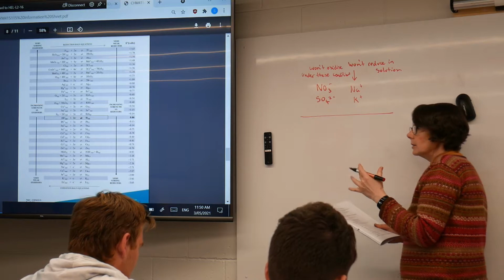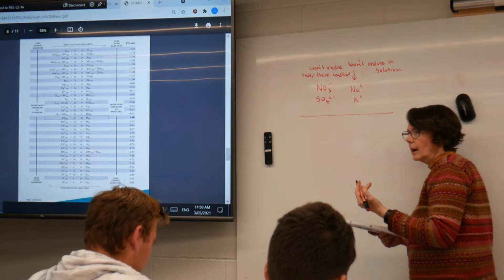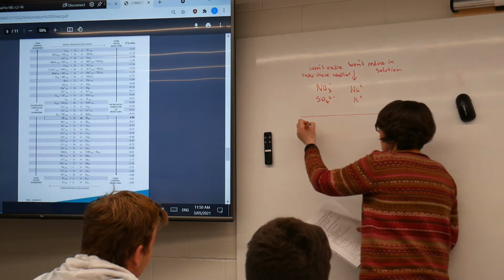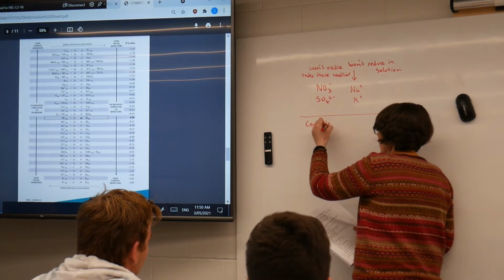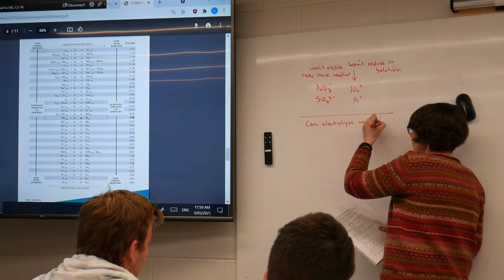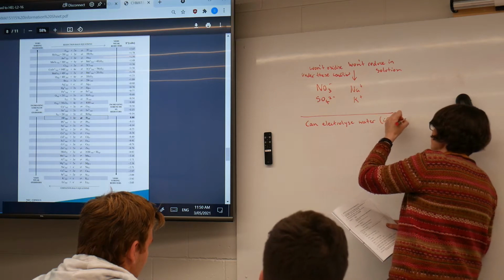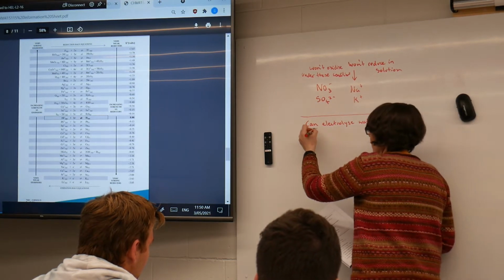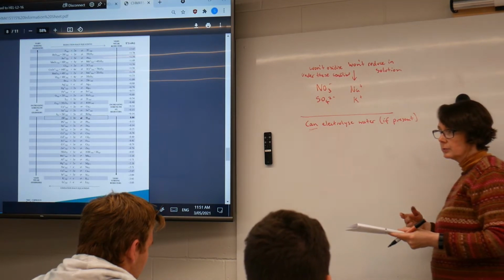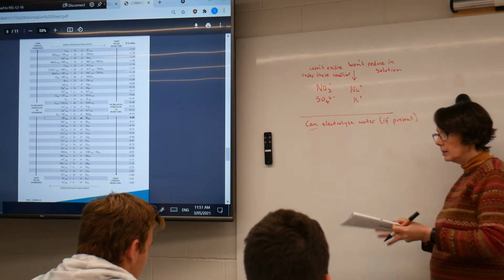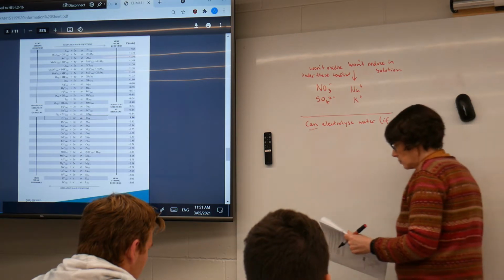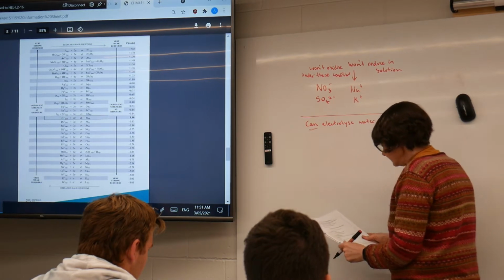But I guess the big difference now, or something that we have to consider, is that we can electrolyze the water. Okay, so this is a bit different from our redox reactions. We were doing them in solution, but we weren't really considering a spontaneous reaction with water there.